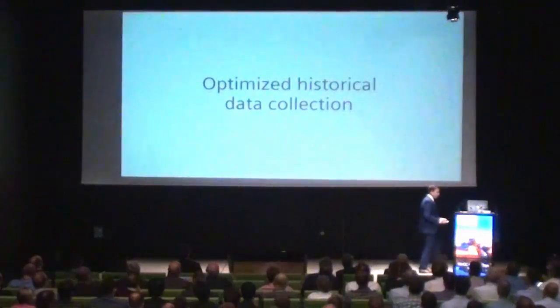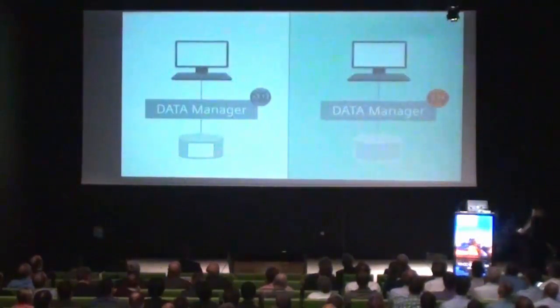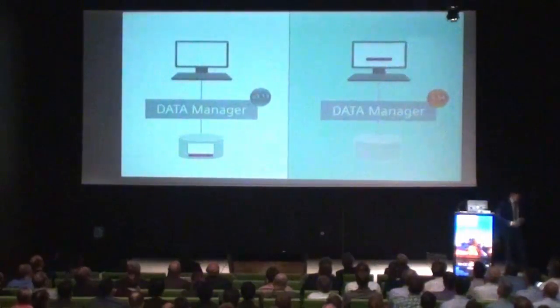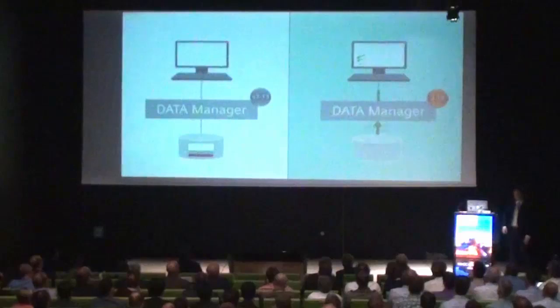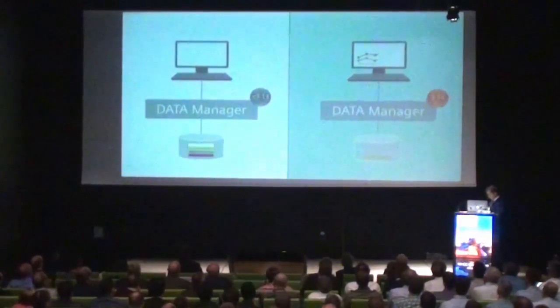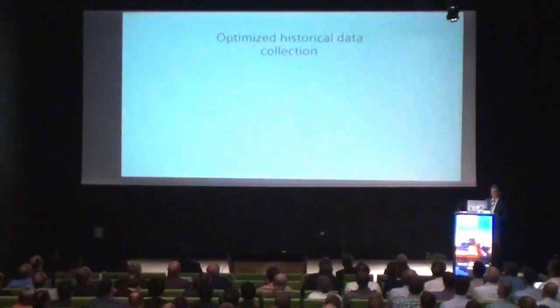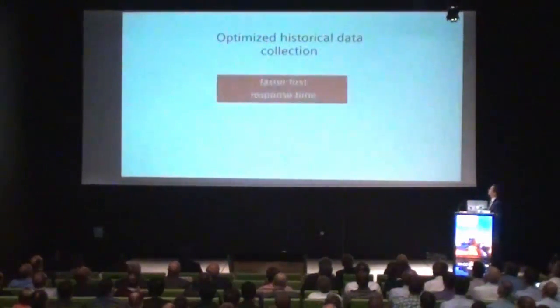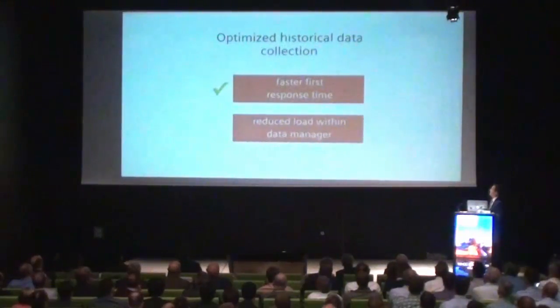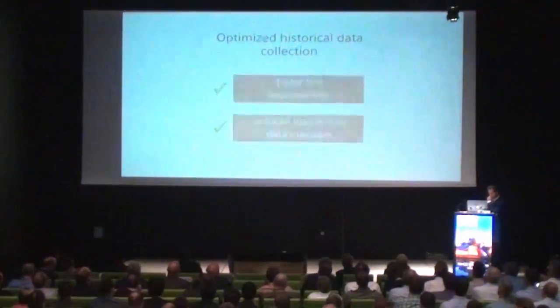Optimized historical data collection. New for WinCC OA version 3.14, large data requests from the history are optimized at the server to collect a smaller amount of data and send it immediately to the user interface. This new behavior results in a much faster first response time and a highly reduced load within the data manager by sending data in smaller sets to fill the screen in parallel as more data is gathered at the server.